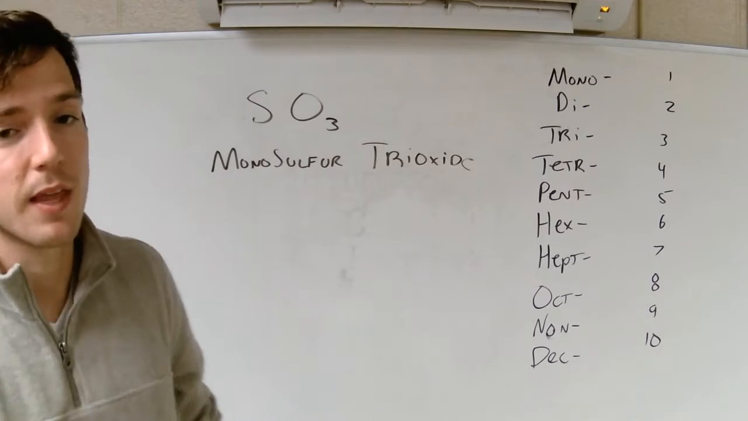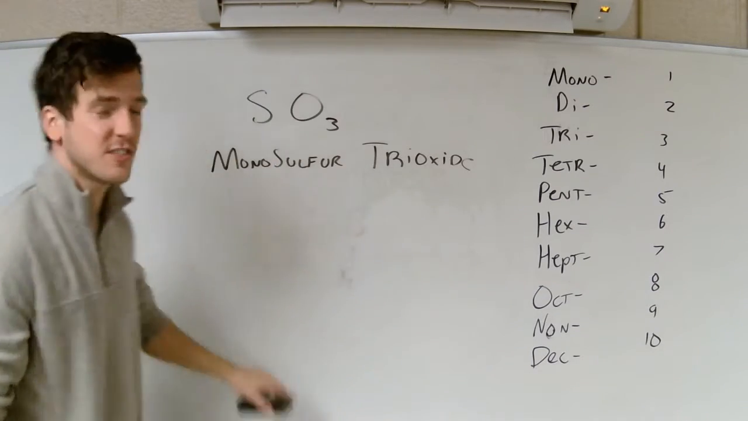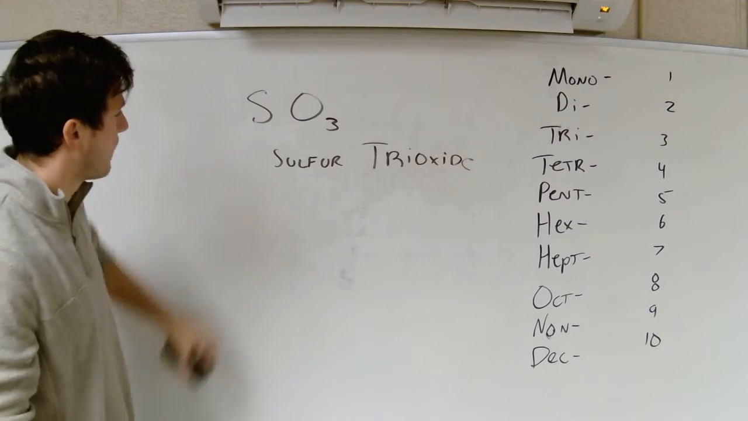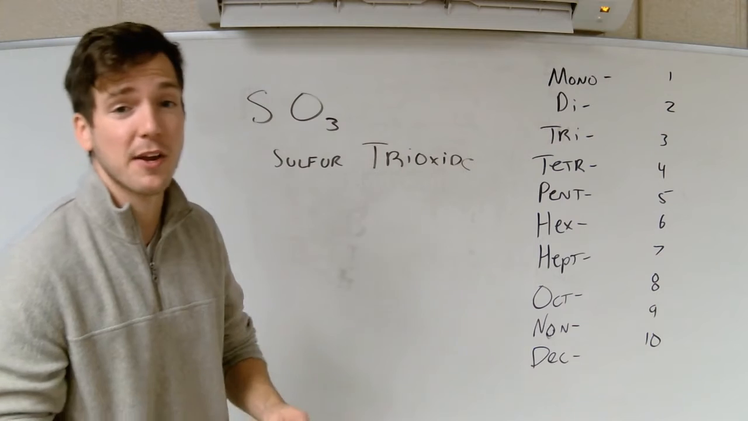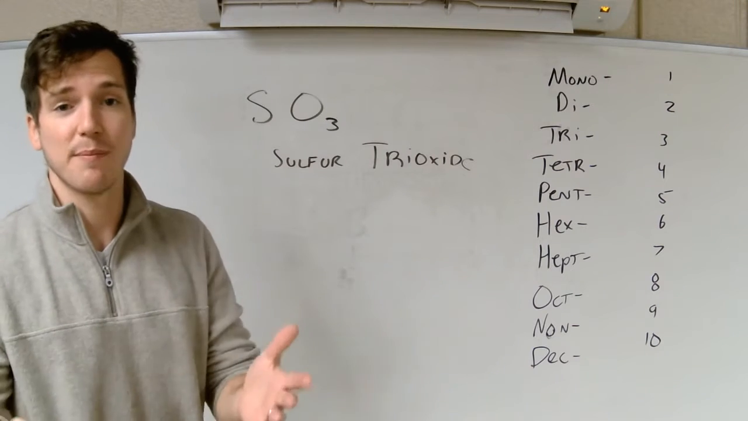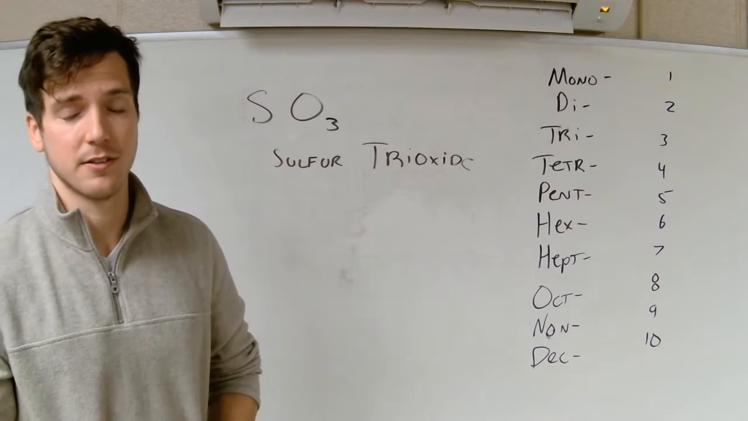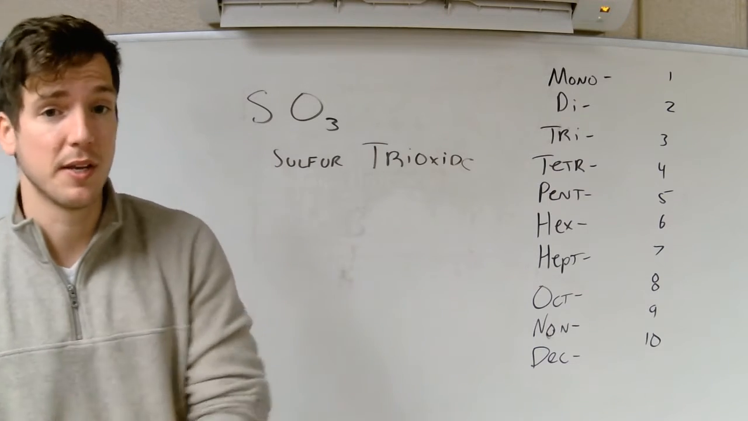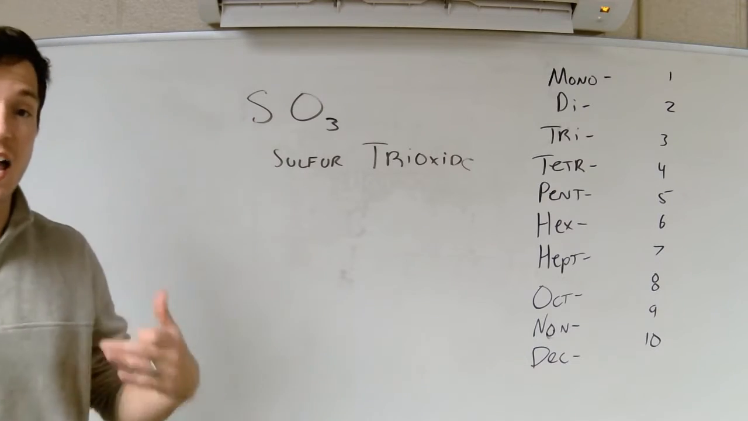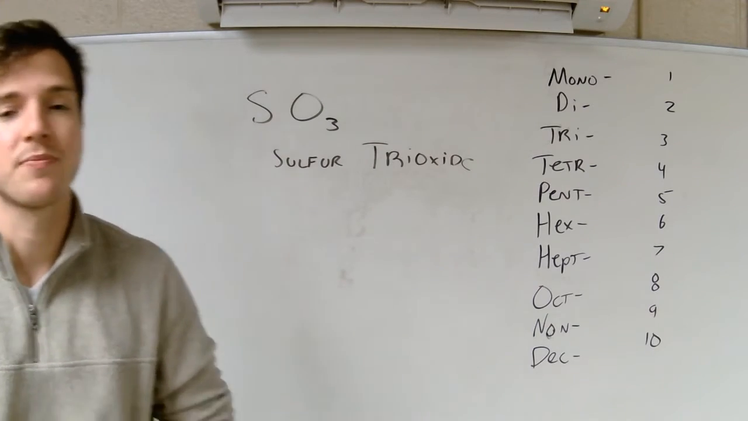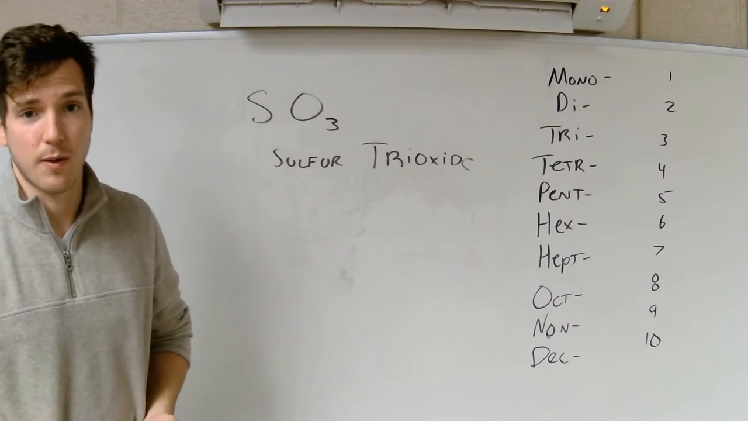Here's the thing. If the first atom is by itself like sulfur is, there is no need to put mono. You could just put sulfur trioxide, okay? The mono is redundant. The most common real-world example that you hear of this is carbon monoxide, right? We don't say monocarbon monoxide, we just say carbon monoxide. So whenever you see an S by itself and it's the first atom, you just say its name, all right?